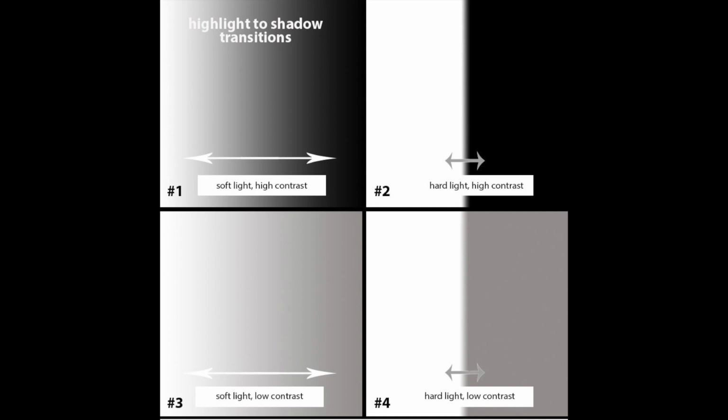A light that is close to the subject is relatively larger than that very same light if it's backed away from the subject. You've probably heard it 100 times. The closer the light, the softer the light. At first this may sound backwards.